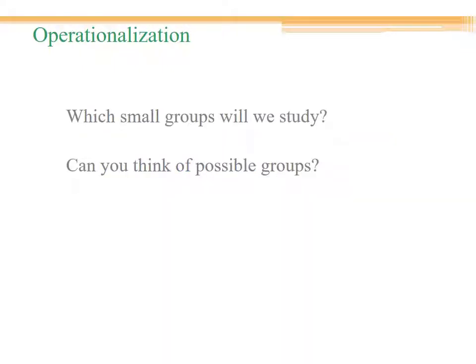First, we need to decide which small groups we will study. Can you think of possible groups? Small groups could be groups of people who share something in common that helps bond them to each other. For example, a sports team. So pause the presentation to come up with 2 or 3 possible groups. Okay, so while I can't ask what groups you came up with, I can present what I came up with myself.